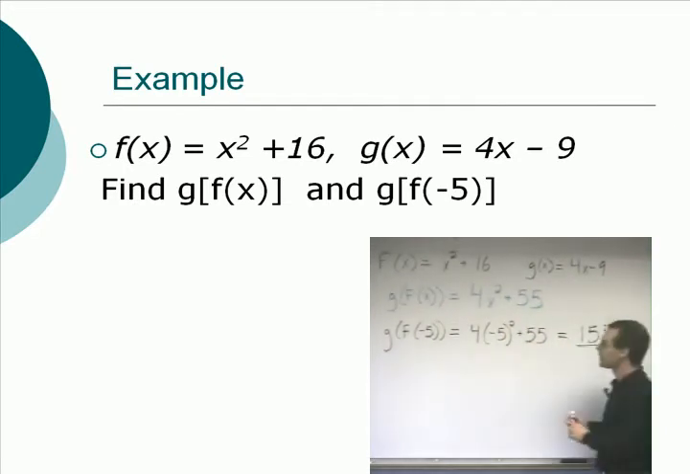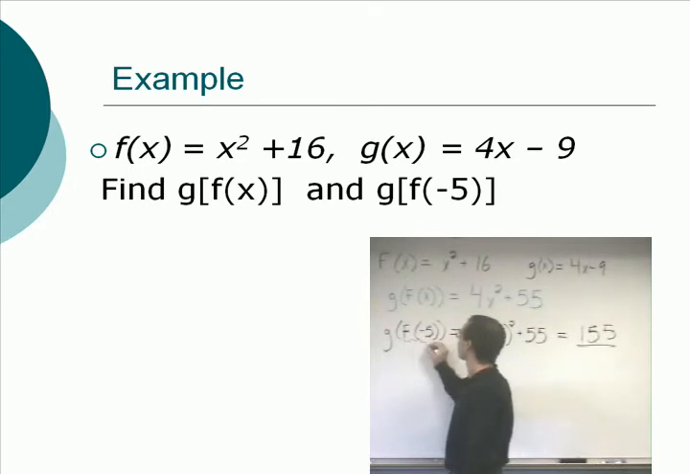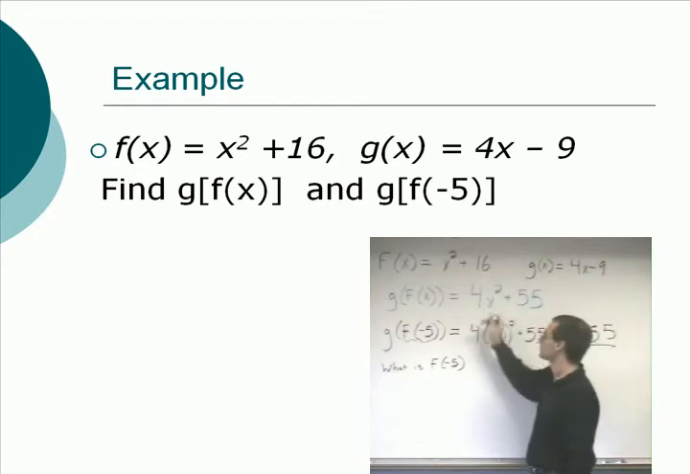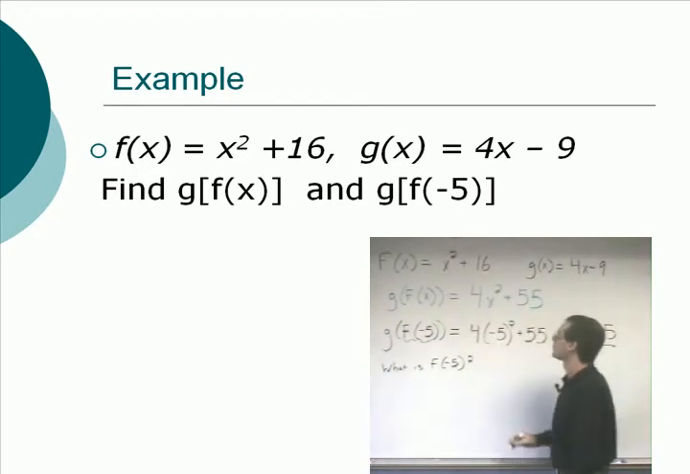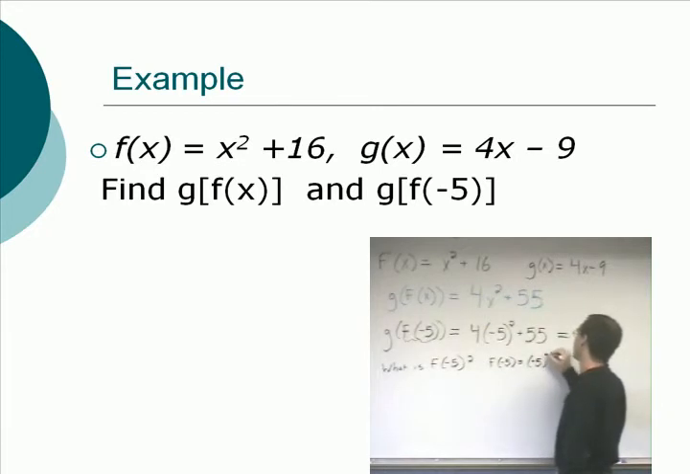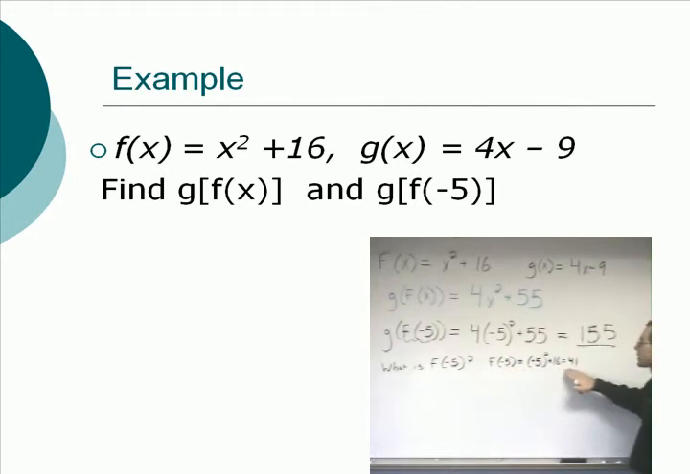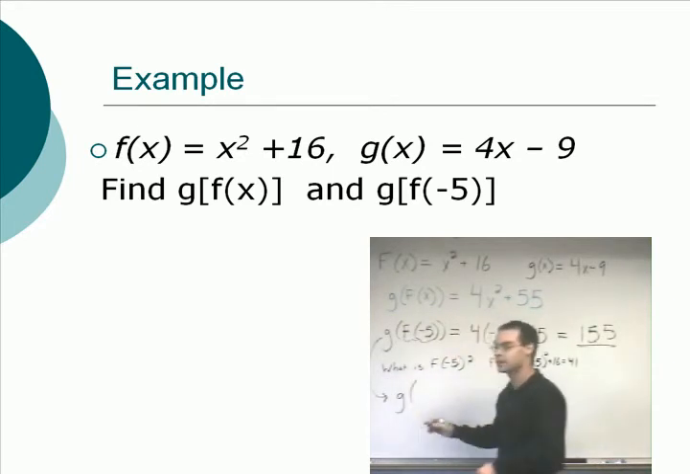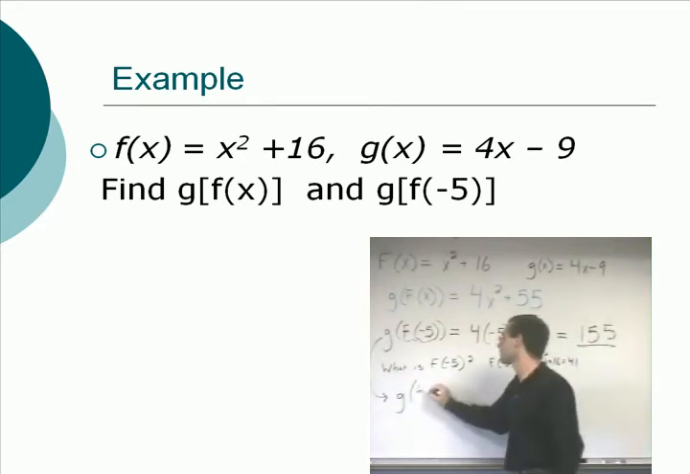You could do this. What is f of negative 5? Well, just go up here. What is f of negative 5? Yep. F of negative 5 was equal to negative 5 squared plus 16. That's 41. Okay? Well, what is f of negative 5? We just said that's 41. So finding g of f of negative 5 is really the same as finding g of 41.